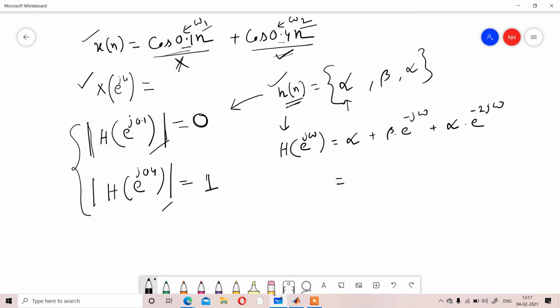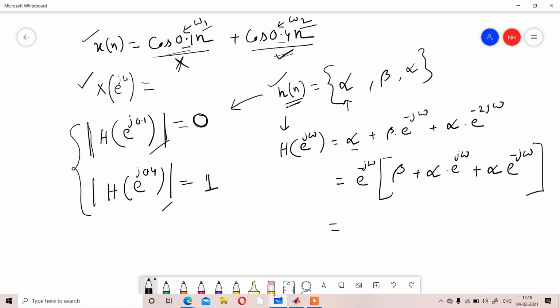So from here, if we make e to the power minus j omega common, we can write it as beta plus alpha e to the power plus j omega, alpha e to the power plus j omega. So if we multiply this, it will become alpha, and plus what will be that value? E to the power minus 2 j omega you have, so one will come out, e to the power minus j omega, so remaining part is alpha e to the power minus j omega.